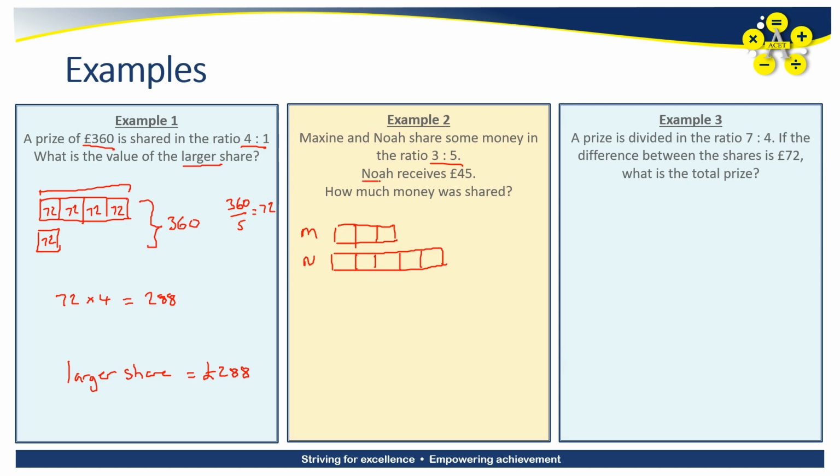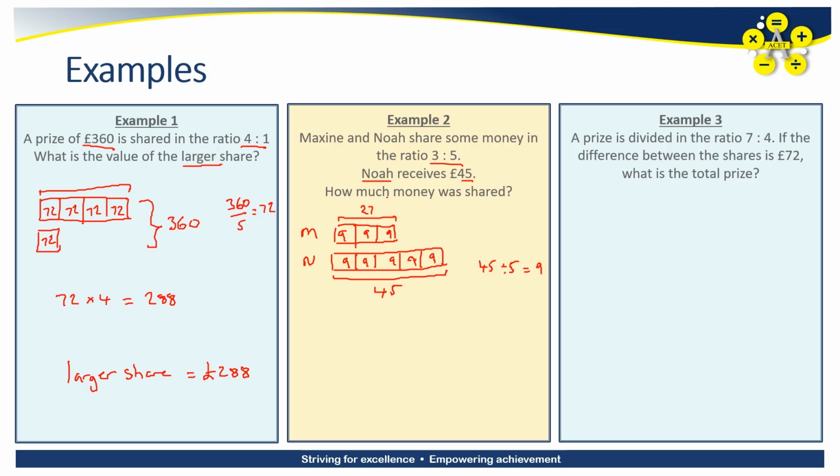Now we're told Noah receives £45. So these boxes here are £45. So I've got 1, 2, 3, 4, 5 boxes to share that £45 equally. So 45 divided by 5 gives us an answer of 9. So that means 9 has to go in each of these boxes, each of these parts. Now we have to keep things fair, which means that 9 was also in these ones here. Now I could use that to go, well, if I know that Maxine has 3 of those, she's got 27.